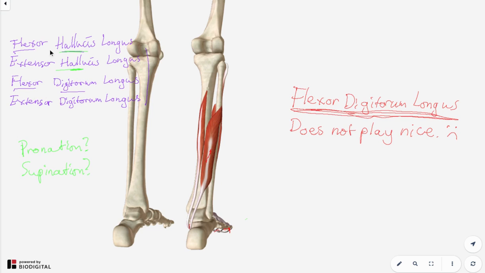And you should be able to just look at the name and then figure out, oh, okay, I know it's a flexor, or I know it's an extensor, and I know we're acting on the hallux or the digits, and then everything should be able to make sense. You should be able to figure it out from there, so long as you remember the one exception, that the flexor digitorum longus actually supinates the tarsus instead of pronating.